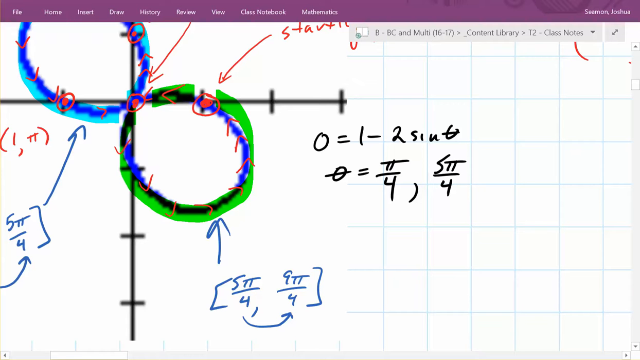9 pi over 4. That would be 405. Also, it's out of the restriction basically, because it says from 0 to 45. Is it 45 degrees? Yeah. Okay, that's fine.